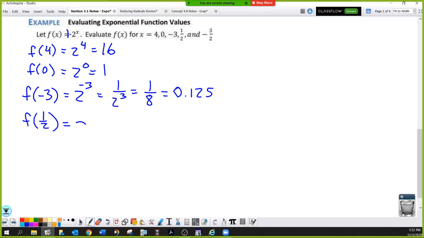F of 1/2. 2 raised to the 1/2 power. Let me remind you that a 1/2 power is actually the square root. So this is actually the square root of 2. It's about 1.414. So you'd grab a calculator and see what the square root of 2 is. There you go, 1.414.